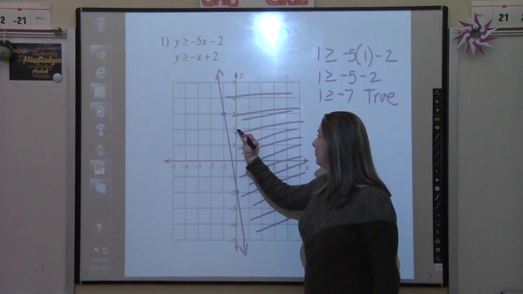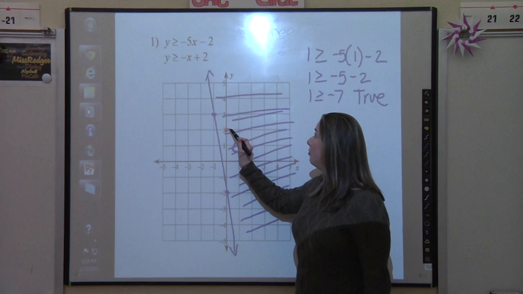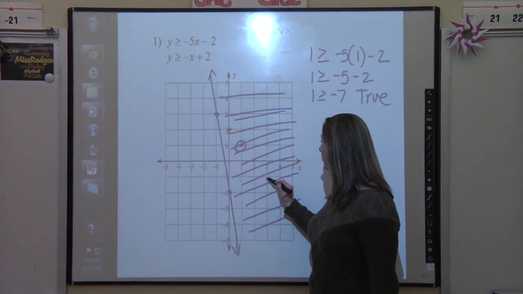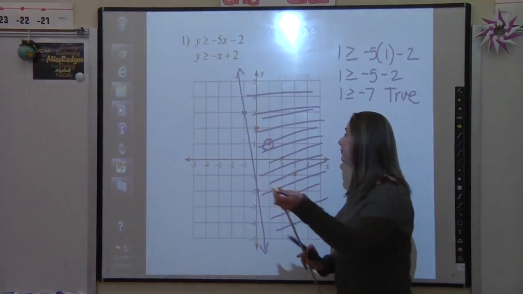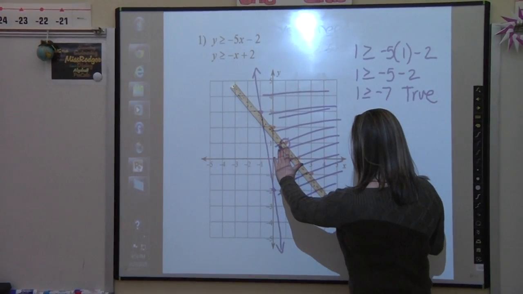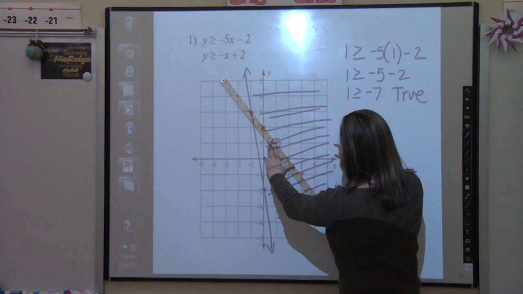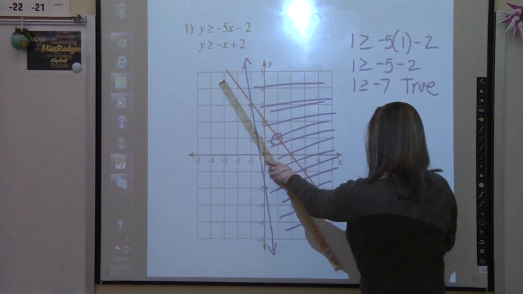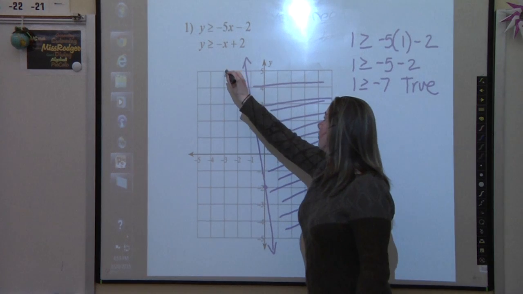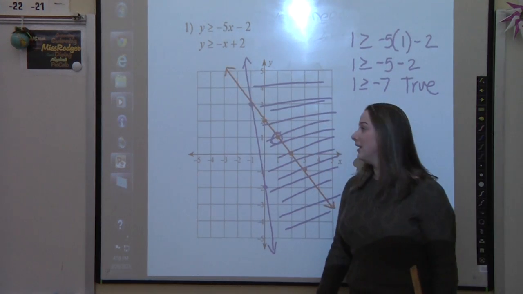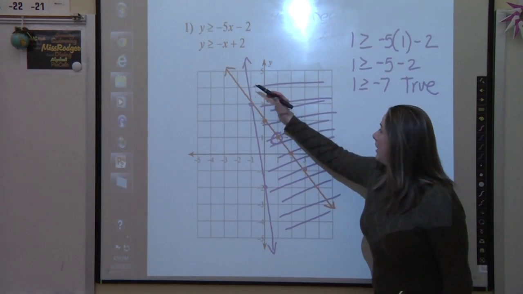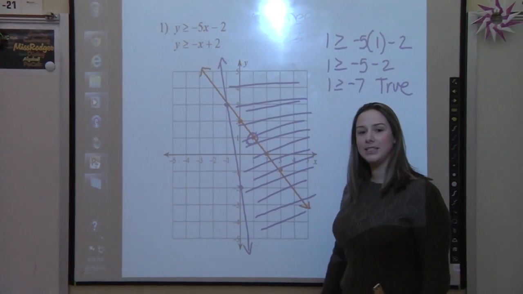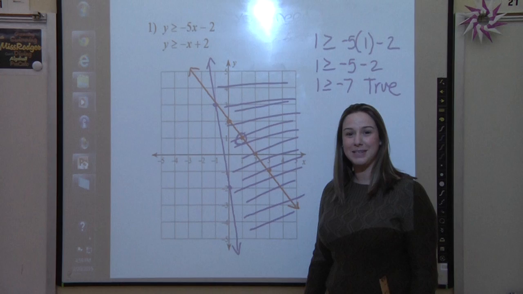We have a y-intercept of 1, a slope of -1, and a solid line. Again, we're going to test a point. Either a point in this region or a point in that region. We're going to see where the blue and the red overlap. That's going to be our solution.